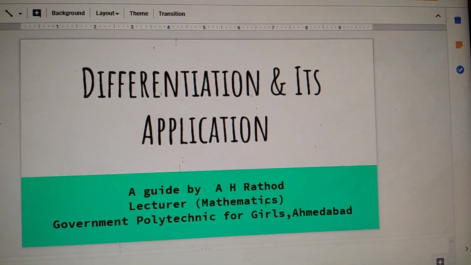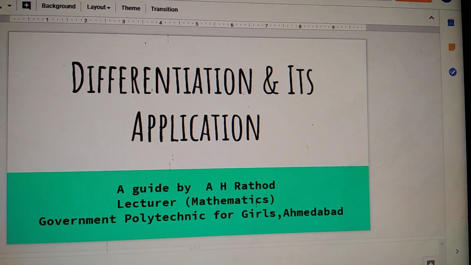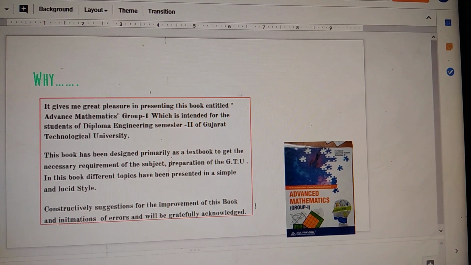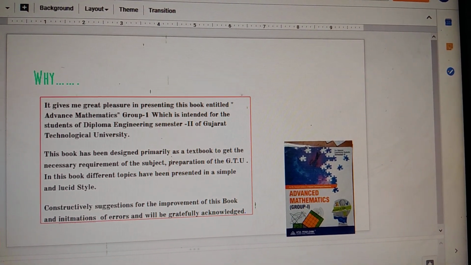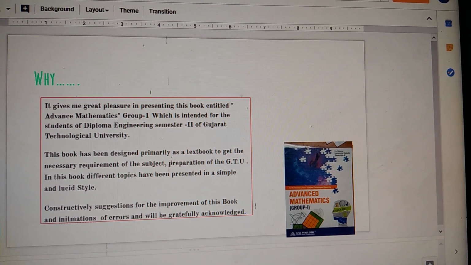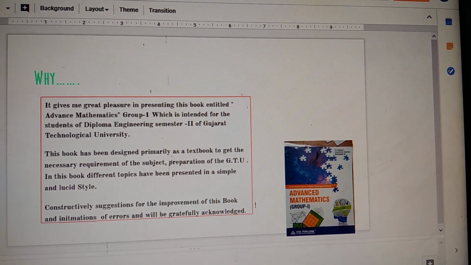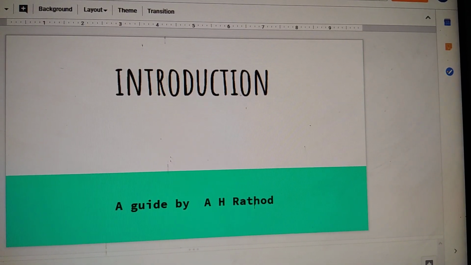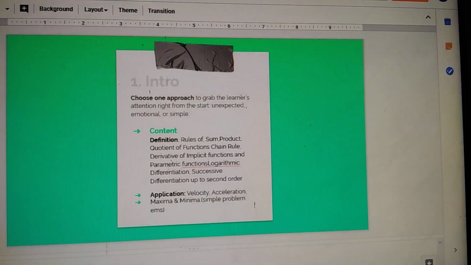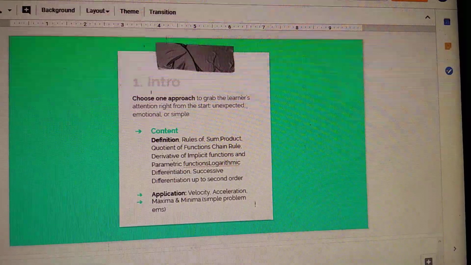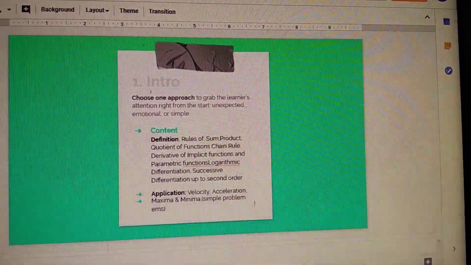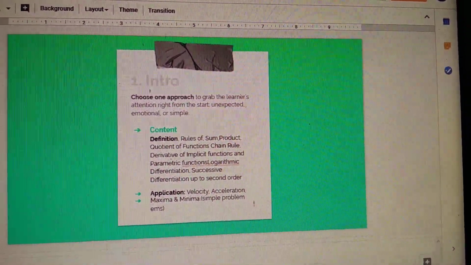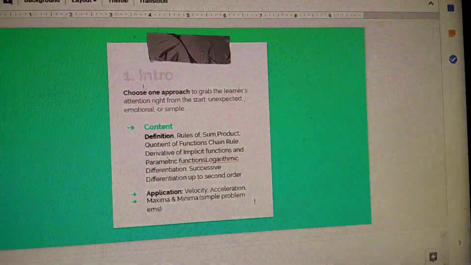Differentiation and its application. We already know about the limit function. Now in our advanced mathematics, these chapters, that is differentiation, start from our limit concept. You know that in our limit concept is a process of finding a value of a function at a given point.